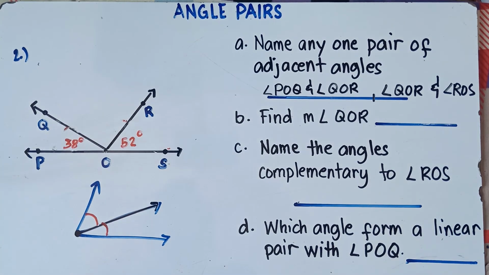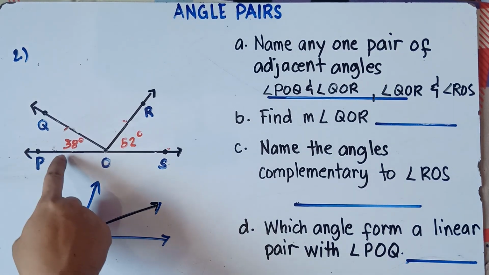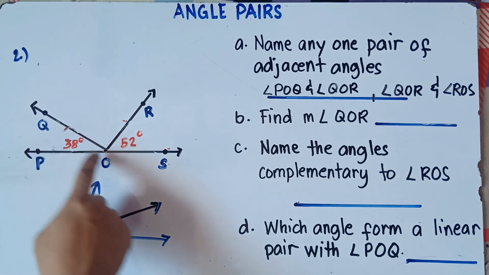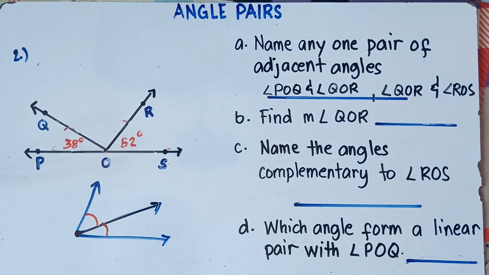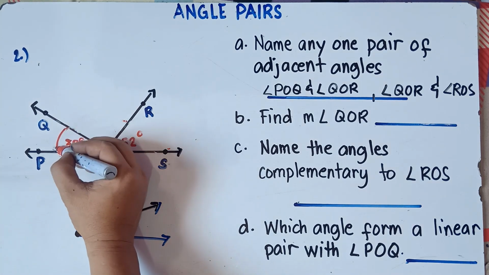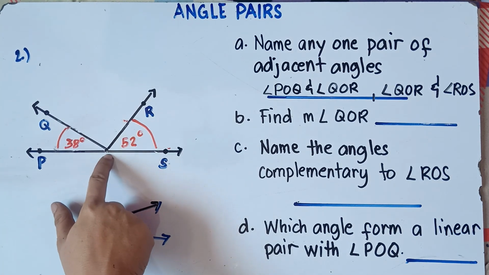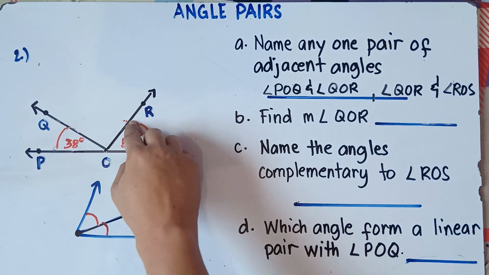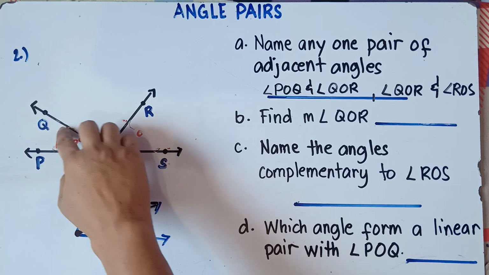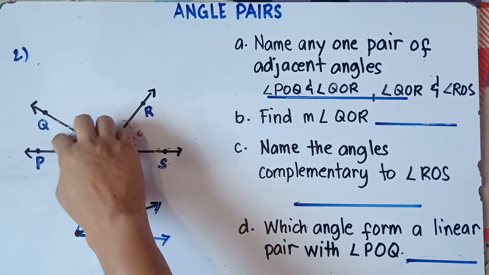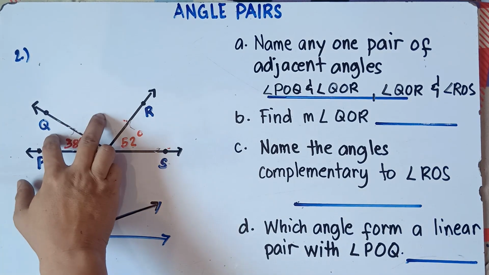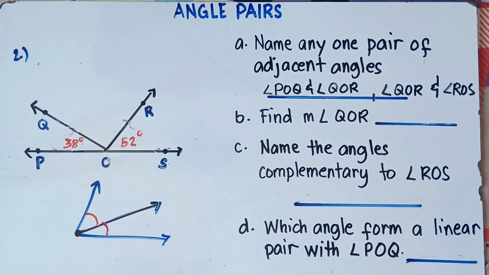Now question, class, how about these two angles, angle QOP and angle ROS? Can we call this one adjacent angles, class? Nope, we cannot call that one adjacent angles because they share a common vertex, but they don't share a common side. So therefore, we only have these two pairs of angles.